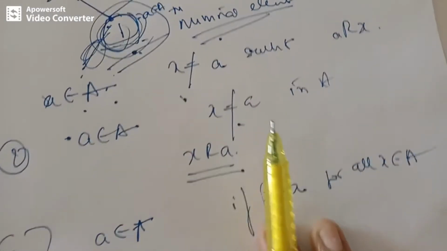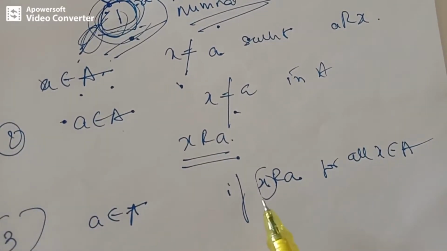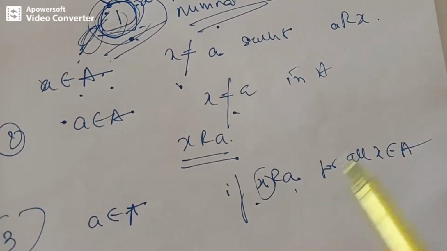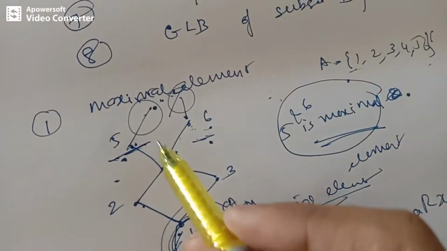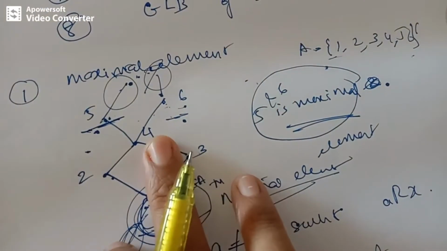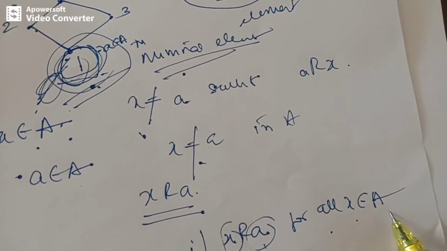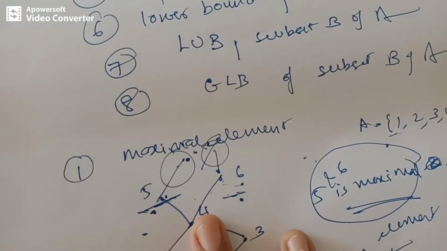According to the definition of greatest element, an element A belonging to A is called the greatest element if X is related to that greatest element, for all X belonging to A. But here there is no connection between 5 and 6. Therefore, there is no greatest element in this diagram.